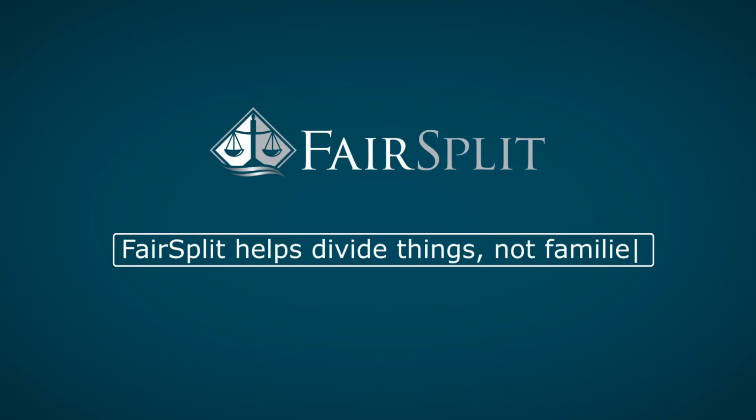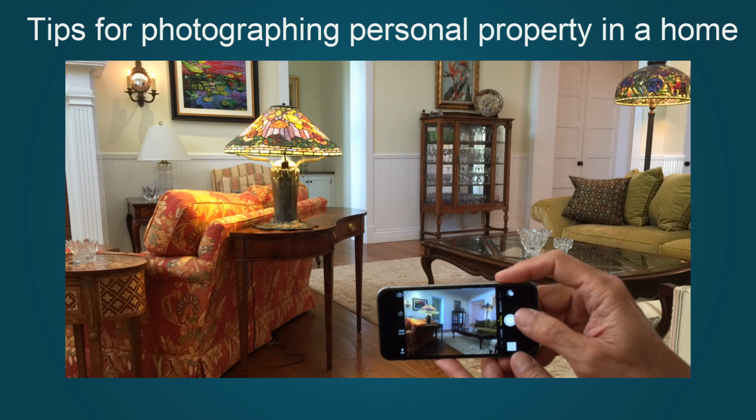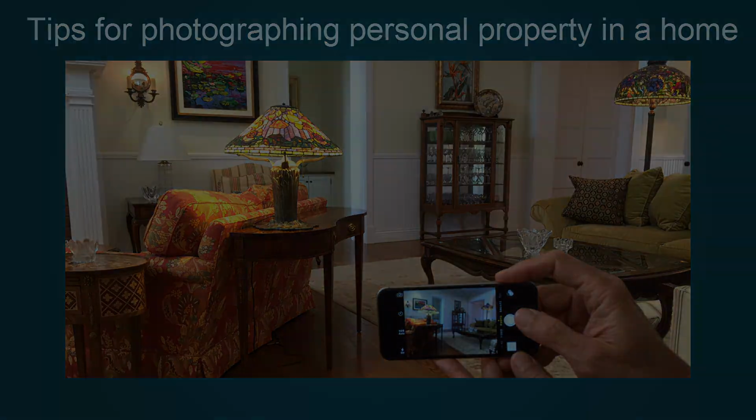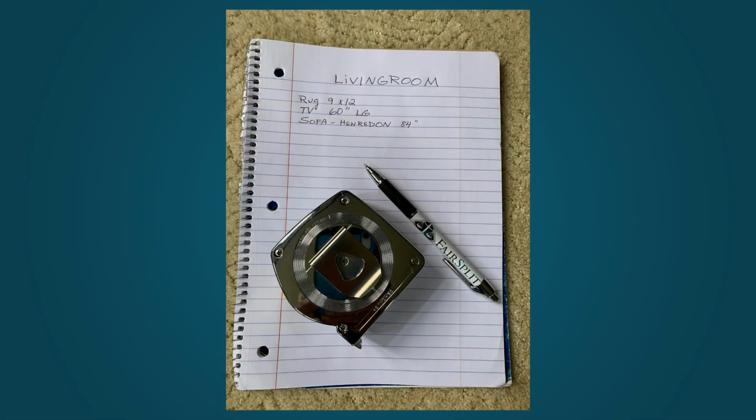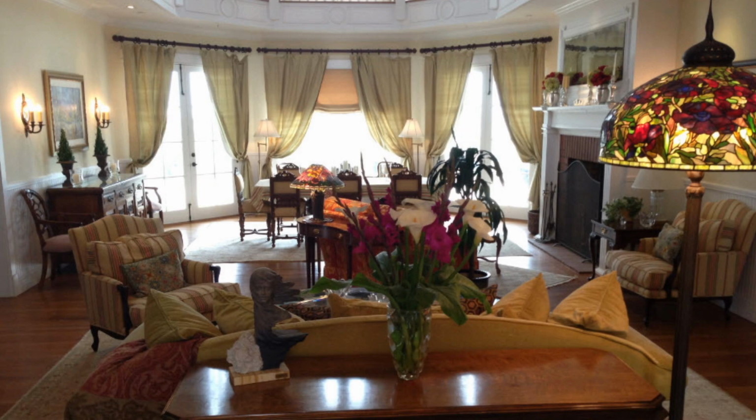Divide things, not families. Here are some tips on how to photograph personal property in a home. Start with a pad of paper, a pen, and tape measure to photograph room by room and to take relevant notes. Have good lighting coming from behind you if possible.